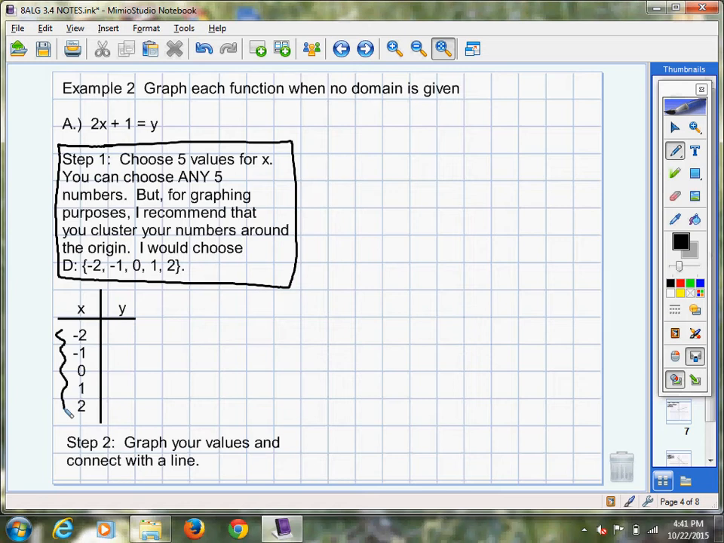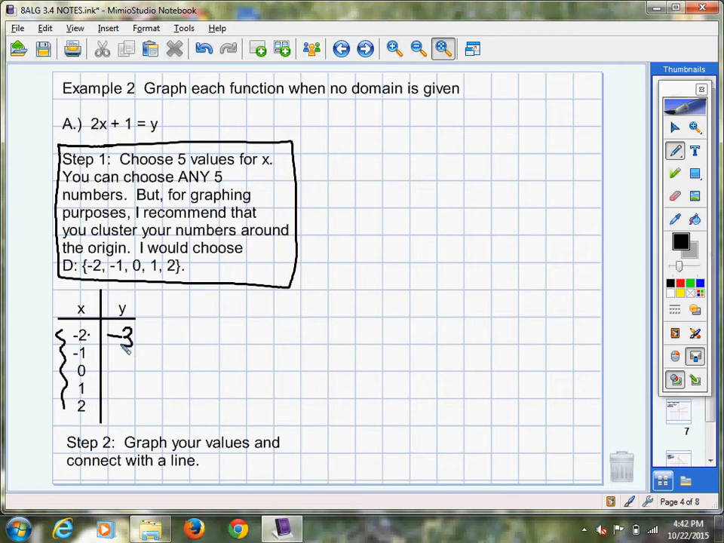All right, so here's our equation. 2x plus 1 is equal to y. So in order to calculate y, I got to plug in each of those values in for the x. I got to multiply x times 2, and then I'm going to add 1 to it. So let's take it one at a time. Let's start here with -2. What's -2 times 2? -4. What's -4 plus 1? -3.